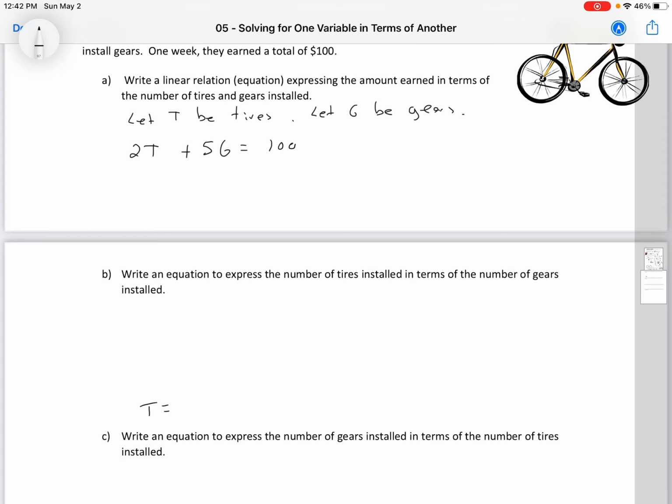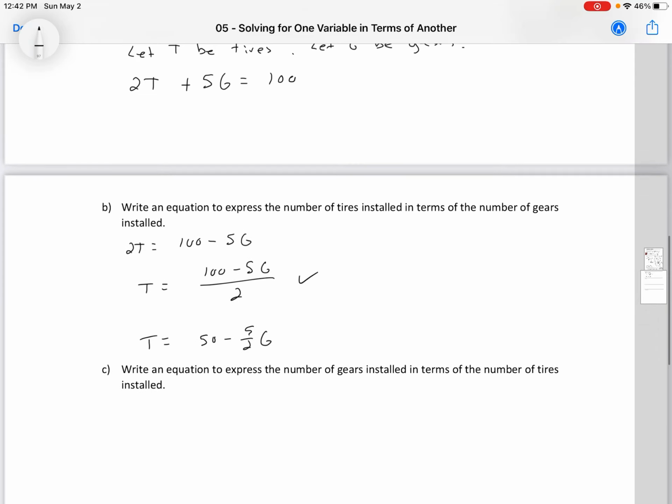So I'm going to go, okay, so 2T equals 100 minus 5g. I've moved that 5g over, and I'm going to divide by the 2. And this is a right answer for this chapter. And what you're going to find next chapter is dividing the 2 into each of those terms gives us an answer we can work with a little bit better. So I'm going to do that here, minus 5/2 g. So tires equals 50 minus 5/2 times gears.